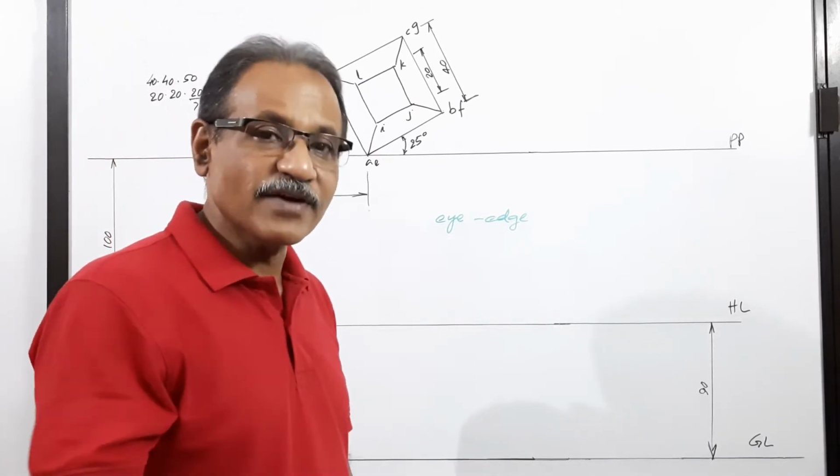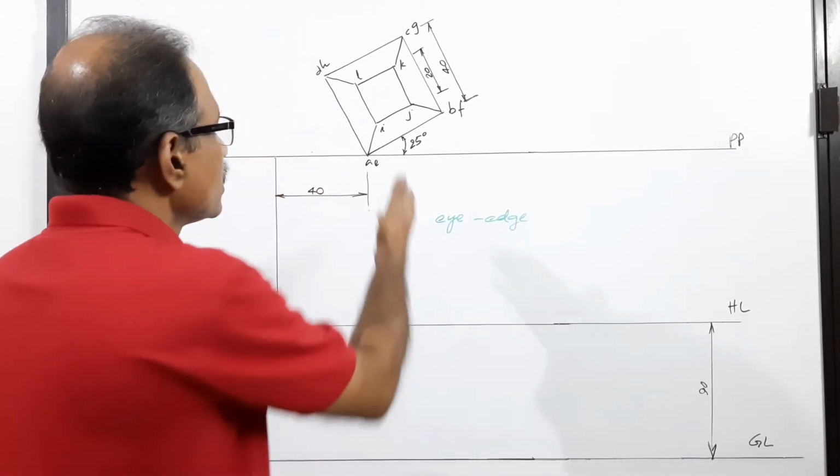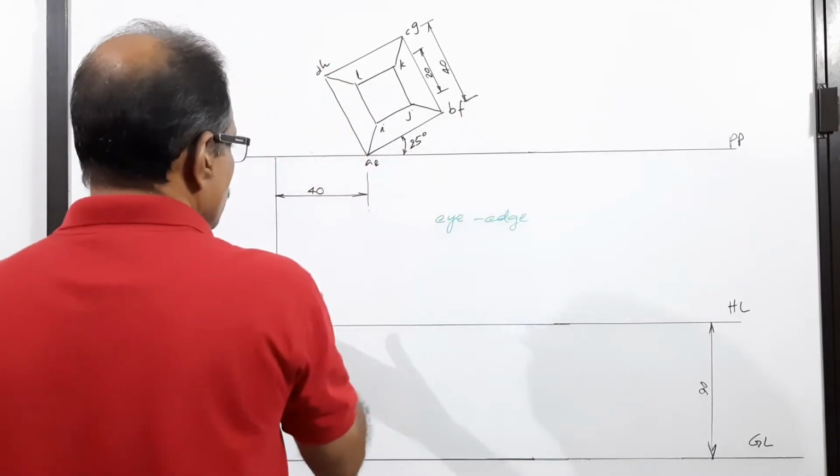The other way is, 2 vanishing points you can find out. What is a vanishing point?